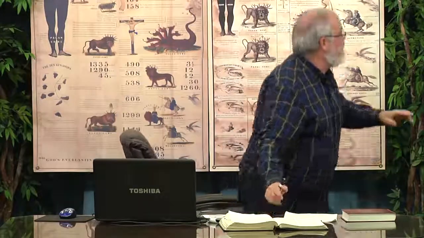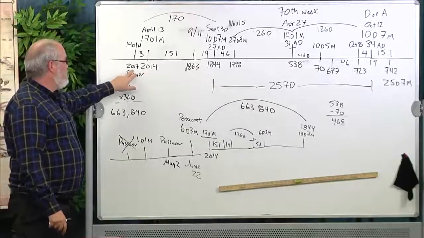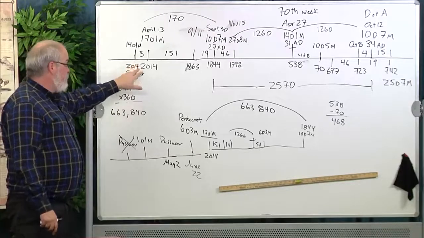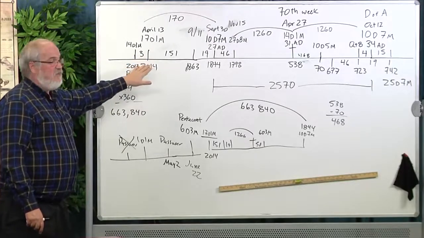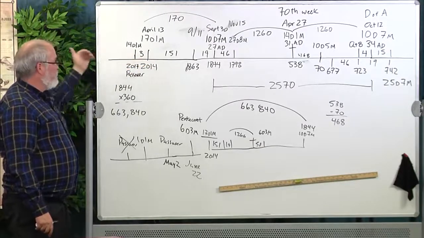It shows up in the chiasms in 457. It shows up between the chiasm and midnight in 1844. And it shows up here between 2014 and 2017: 3 literal years, but 3 days. And so that means we're moving this way.